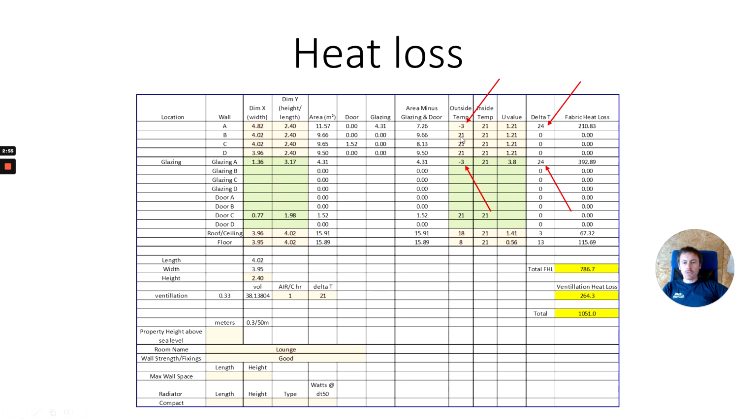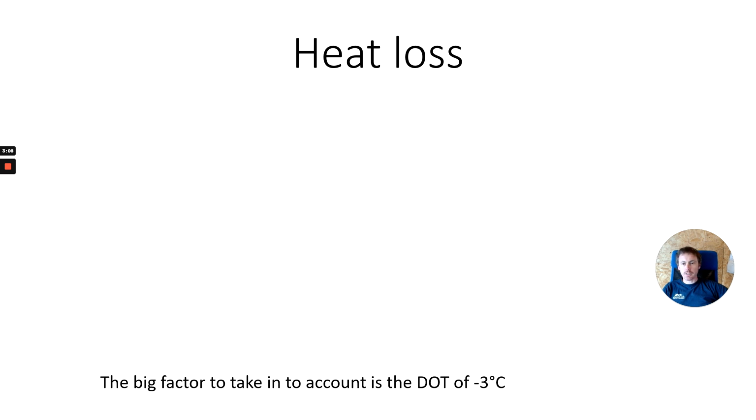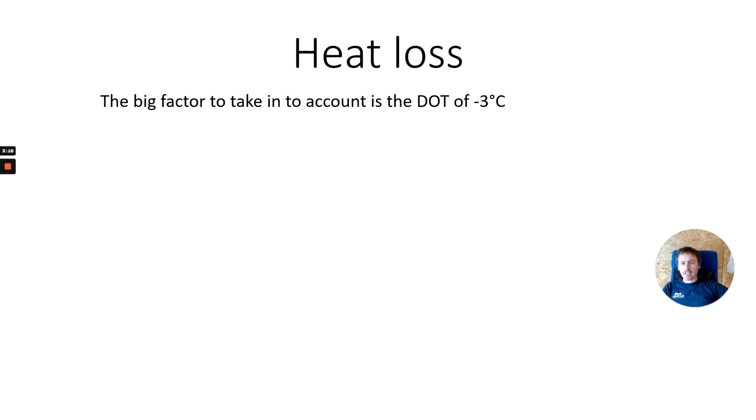And if you note 21 and 21 here, this is an internal wall, so there's no heat loss to an internal wall inside the property unless you start shutting all your radiators off and everything else. Alright, so this is a lounge, 21 degrees. So the big factor to take into account is design outside temperature of -3.